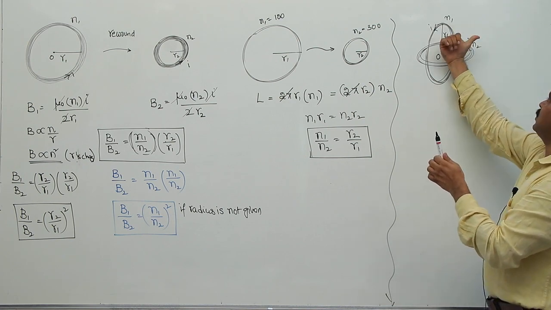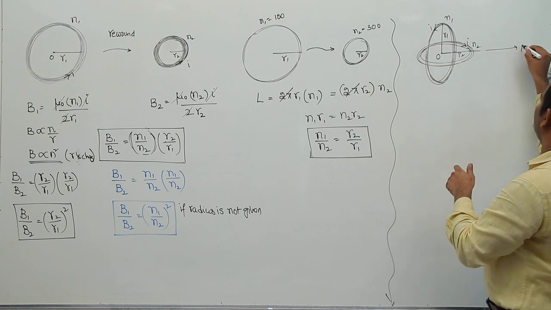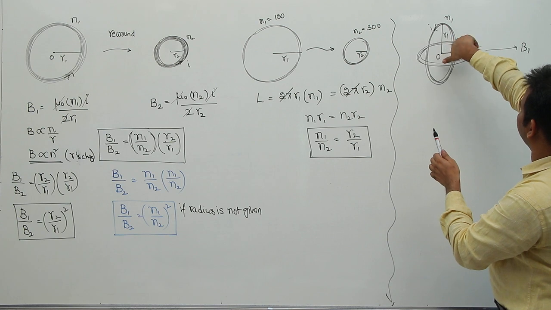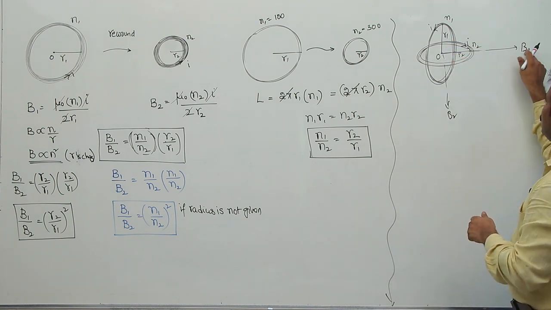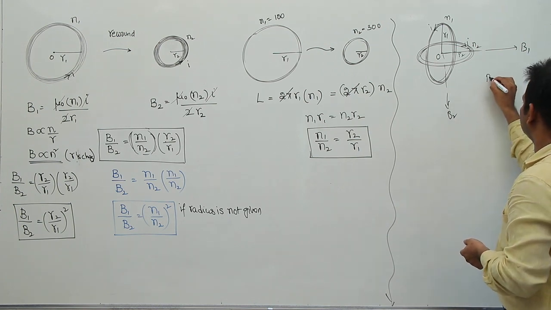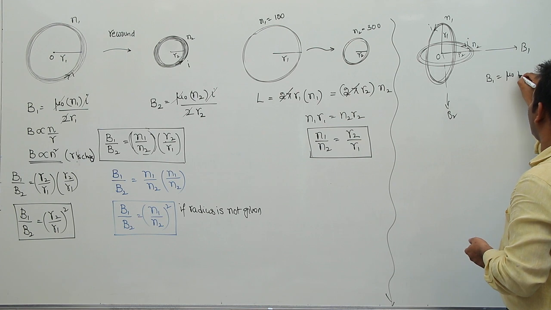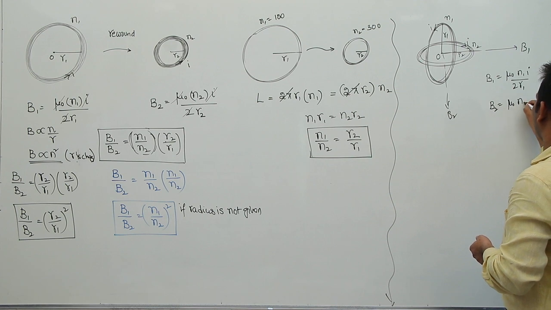So when it is carrying some current, the magnetic field due to this one will be in this direction, that is B1 here. Similarly, when the current is flowing like this, the magnetic field due to the second coil will be B2. You can see these two fields are perpendicular to each other. So what is B1? Mu naught N1 I by 2 R1. What is B2? Mu naught N2 I by 2 R2.